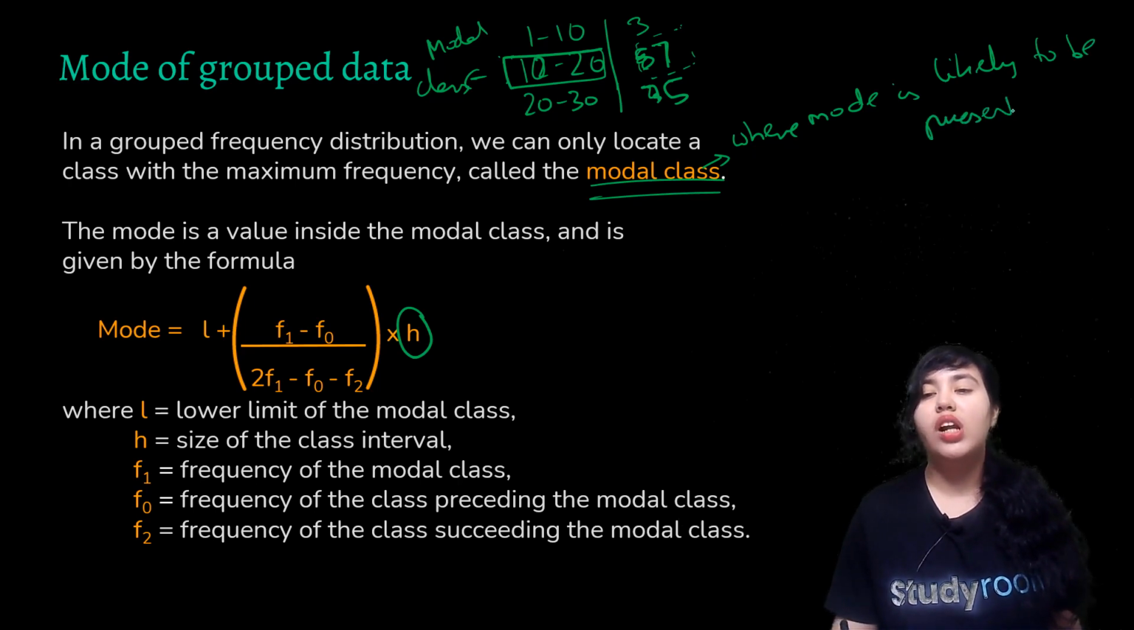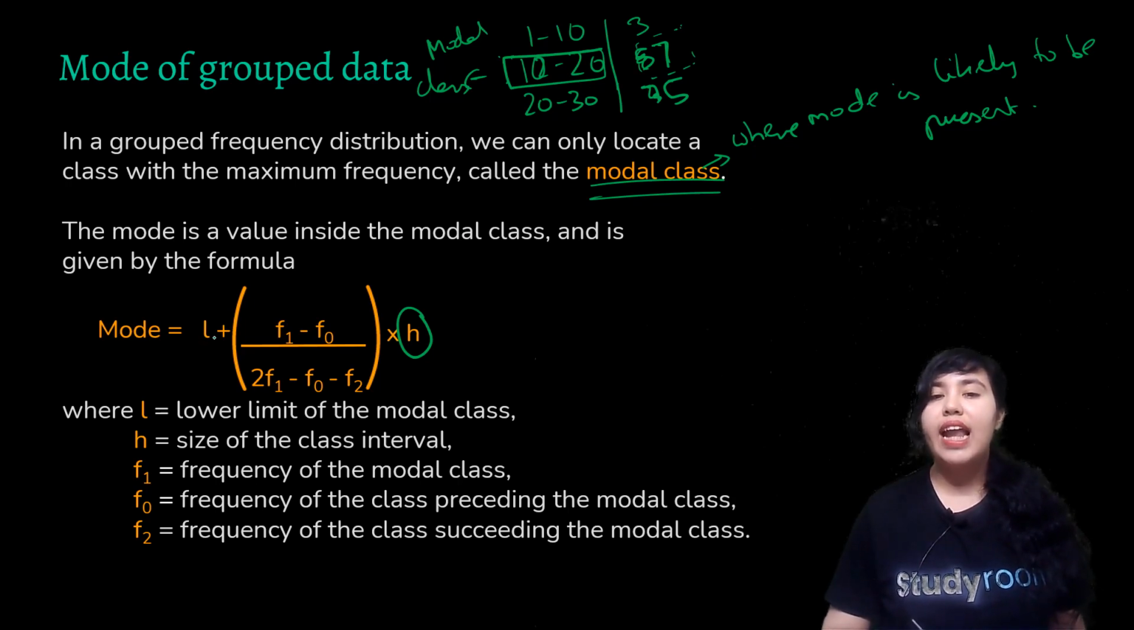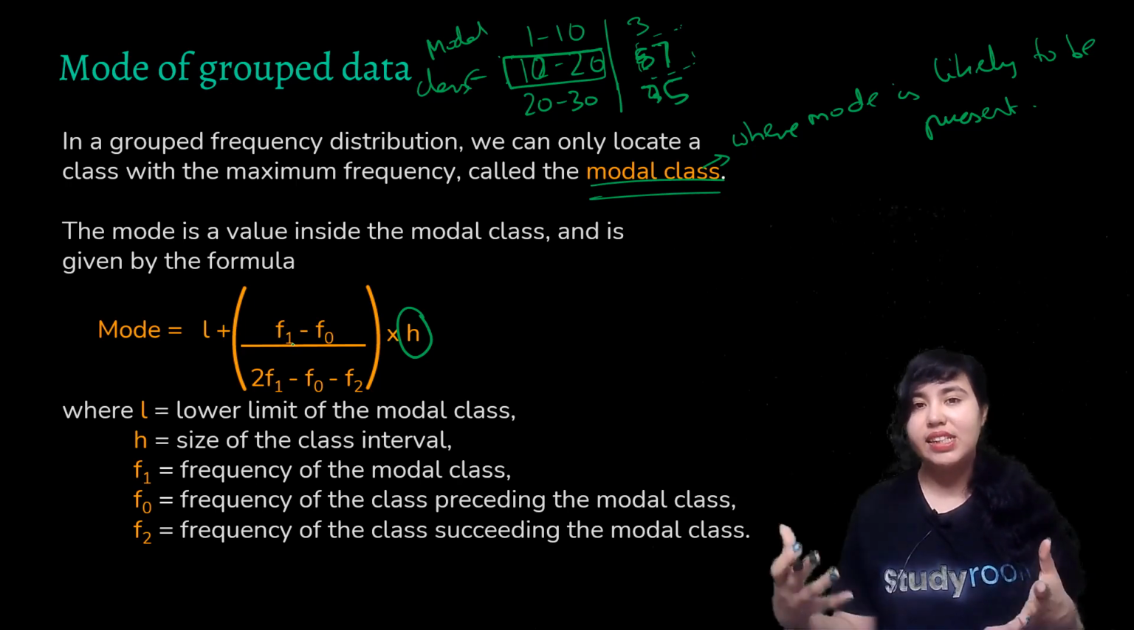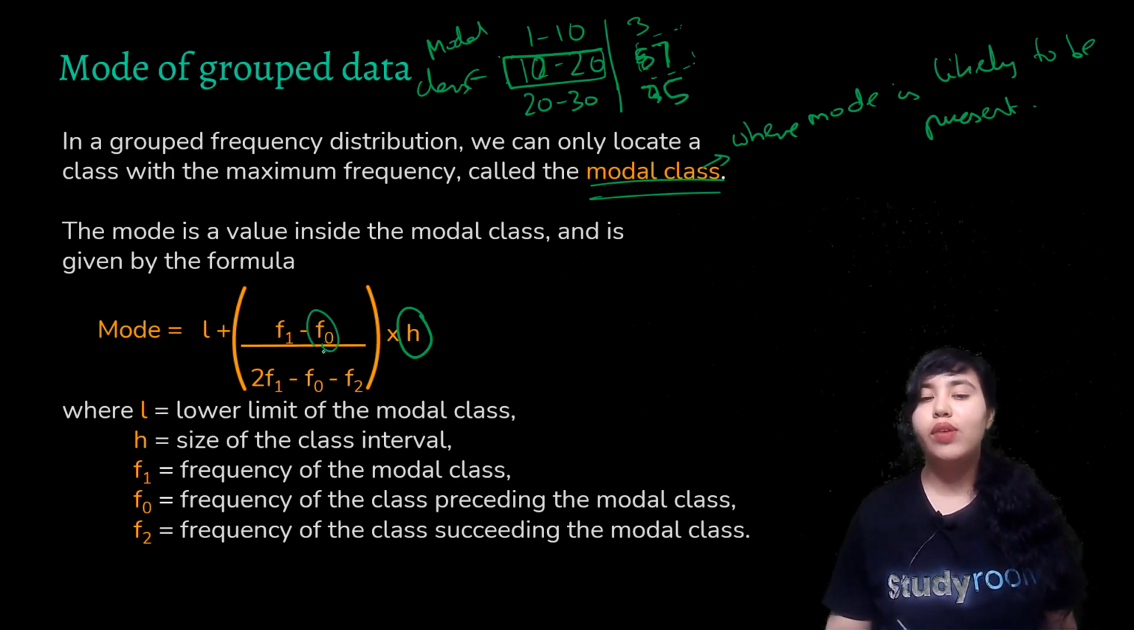So this modal class's class size we measure as 20 minus 10, so that will become h in this case. And what about L? L is the lower limit of this class, so in this case it will be 10. What is F1? F1 is the frequency of that modal class, that will be 7. F0 will be the frequency of the previous class, preceding the modal class, so that will be 3.